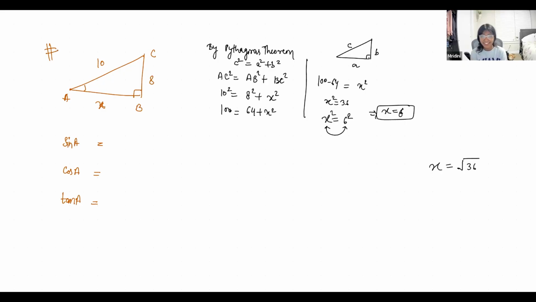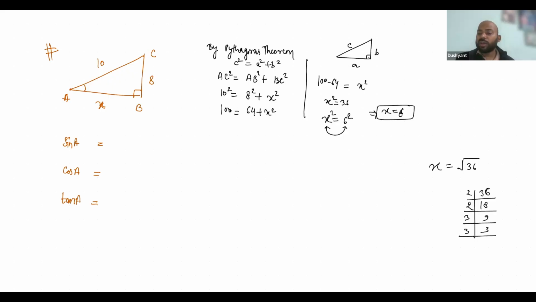You know how to find the square root? For the square root, we usually make pairs. You know how to do prime factorization? For the prime factorization, 2 times 18, 2 times 9, 3 times 3, and 3 times 1. So actually this pair I need to take. A pair of 2 is there, so I'll take 2 outside of the under root, and a pair of 3, so I'll take 3 outside the under root. So you will get 2 times 3. That's my 6.